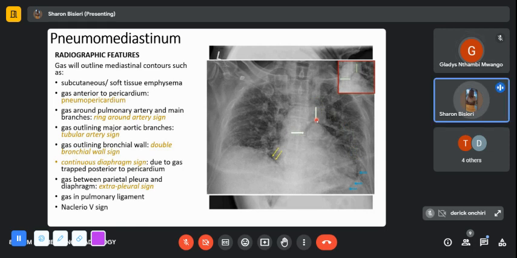So this is the next radiograph, and the white arrows are pointing to a sign that we've already talked about. Can someone mention it?